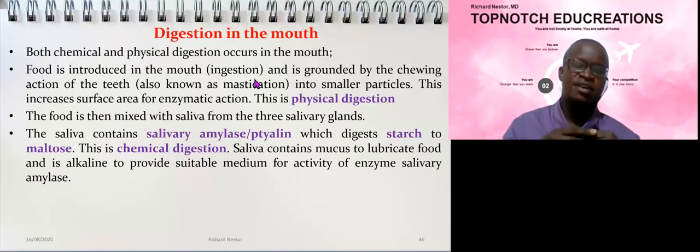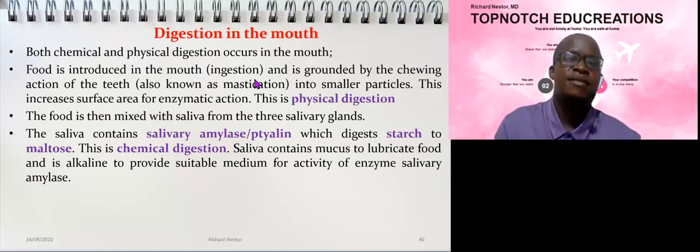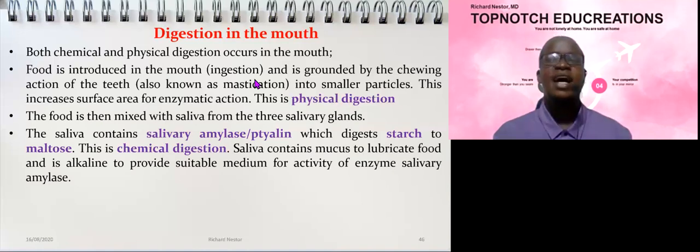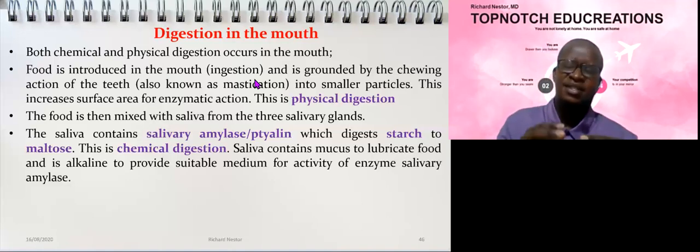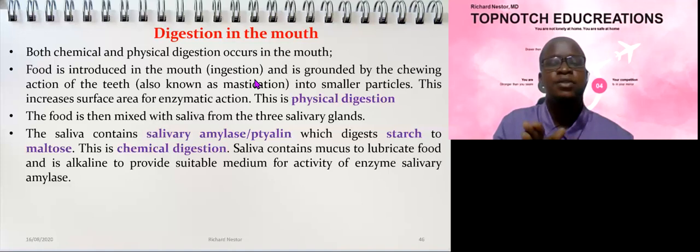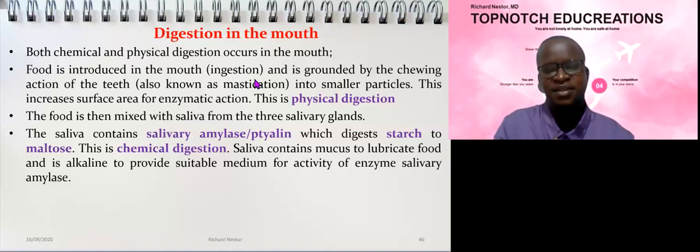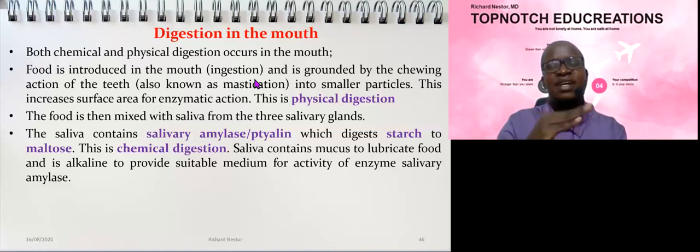If you can recall when we were discussing the naming of enzymes, we have the trivial naming, and you also have naming based on the kind of food substrate that the enzyme is acting on. Starch is also called amylose. And so the enzyme amylase is an enzyme which acts on amylose, which is starch. So the saliva contains salivary amylase, and the salivary amylase digests starch in the mouth into maltose. So this one is chemical digestion because we are seeing the starch being converted into a chemically different substance. The starch is being broken down to maltose. So this one is an aspect of chemical digestion.